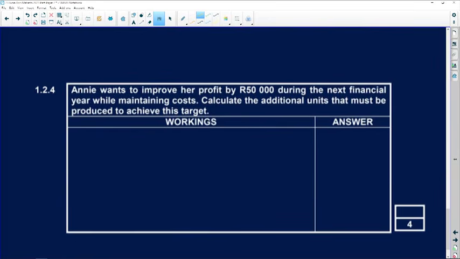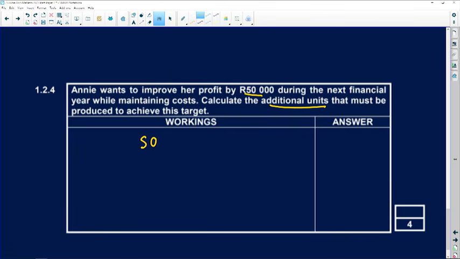Annie wants to improve her profit by 50,000 during the next financial year while maintaining cost. Calculate the additional units that must be produced to achieve this target. So how do we work out the additional units that must be achieved? We're going to take the profit, 50,000, and divide this by the selling price per unit minus the variable cost per unit, and that's going to give me the additional units that need to be manufactured.